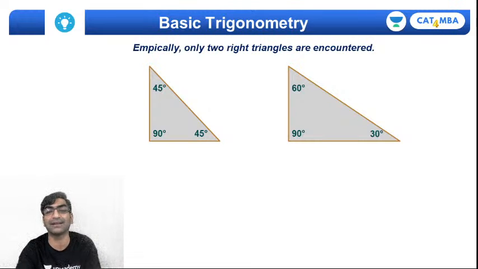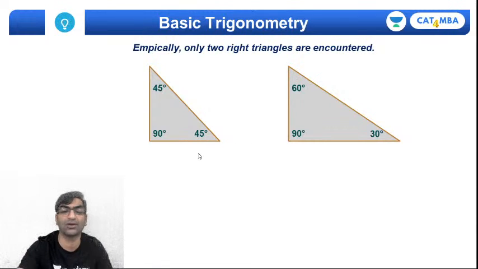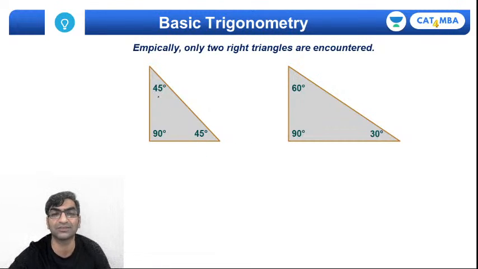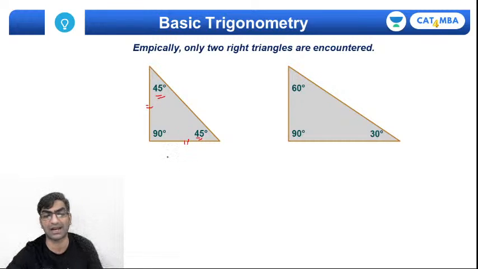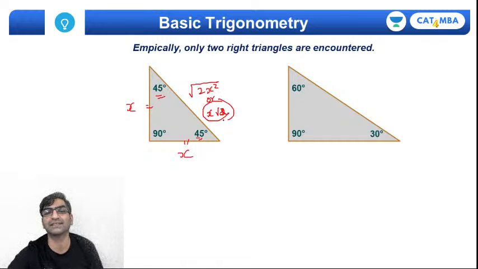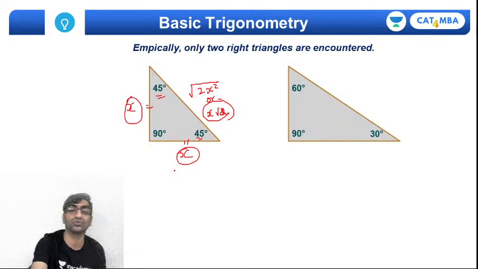Because you can see that, for example, if I start with the triangle on the left, it has two equal angles, which means two equal sides. So it's an isosceles triangle, right? Which means if this is x, this is also going to be x. And by using Pythagoras, this will be the square root of 2x squared, which means x root 2. So you know that the three sides are of length x, x and x root 2, right?